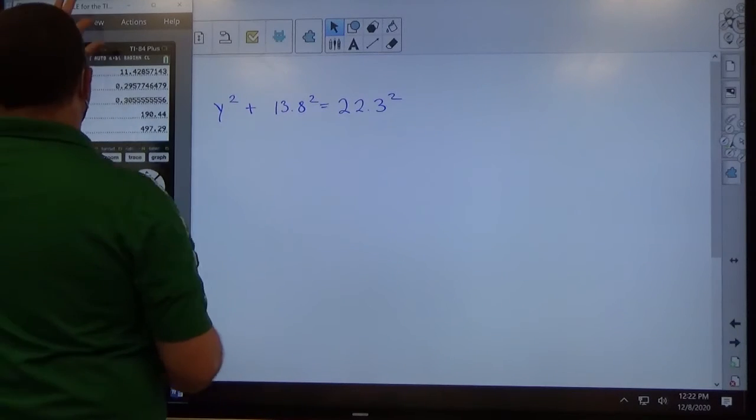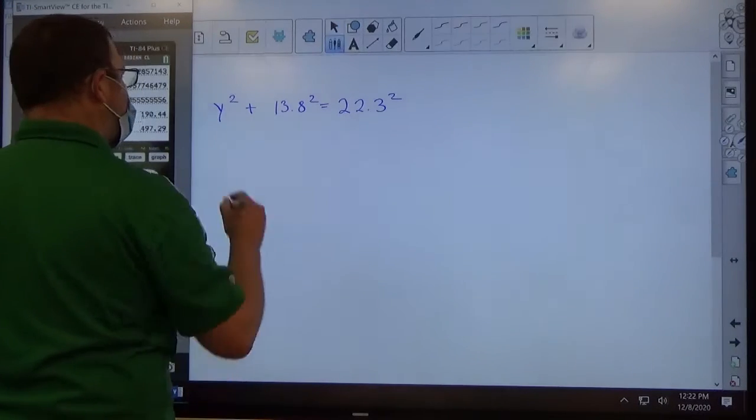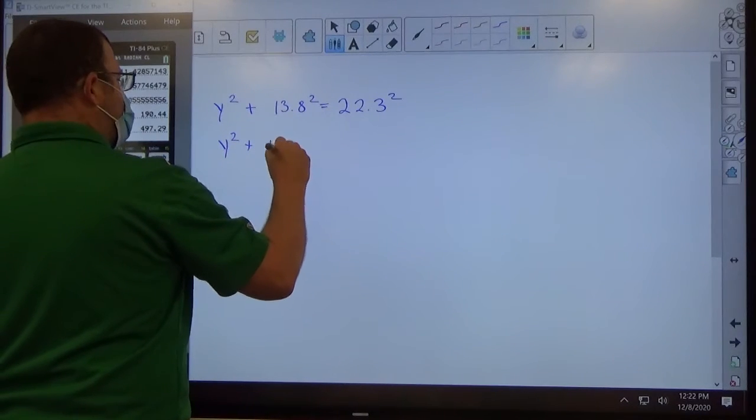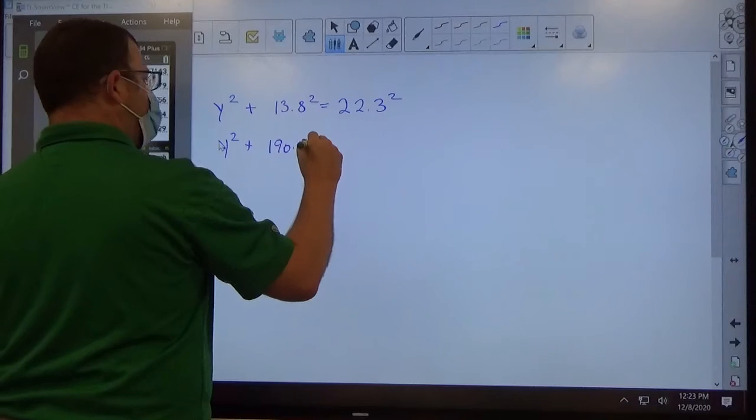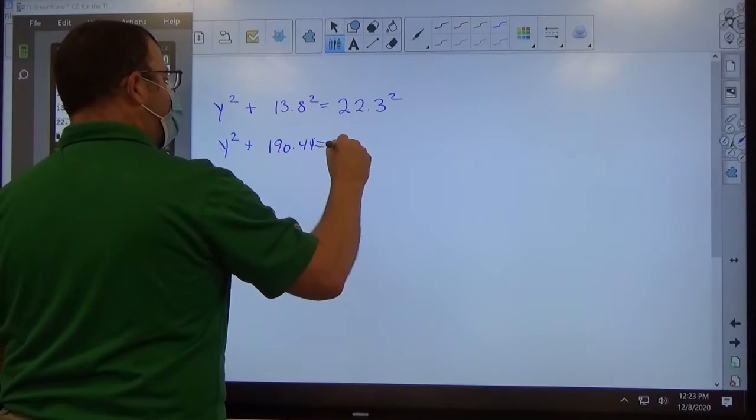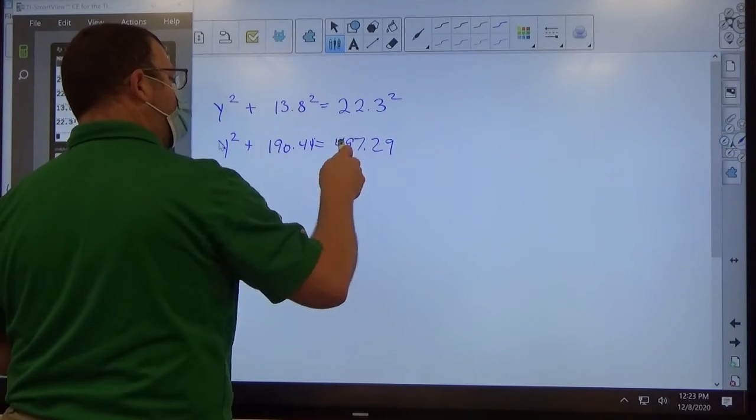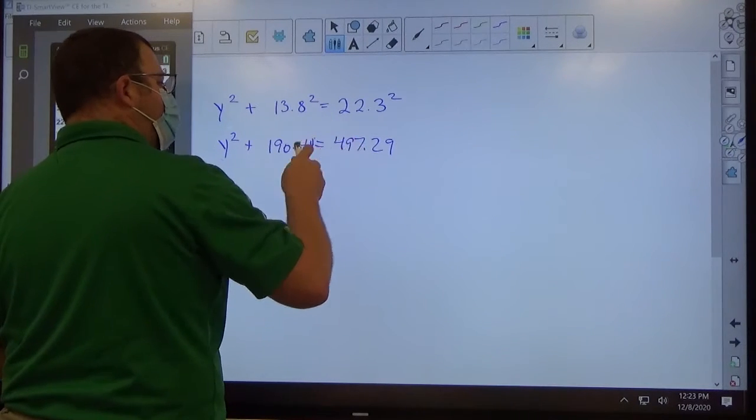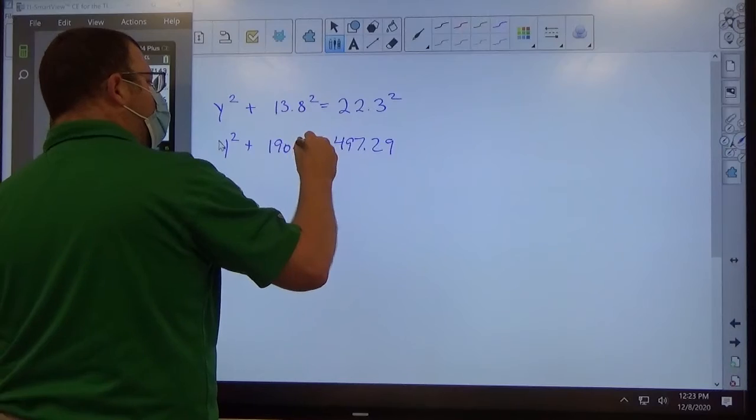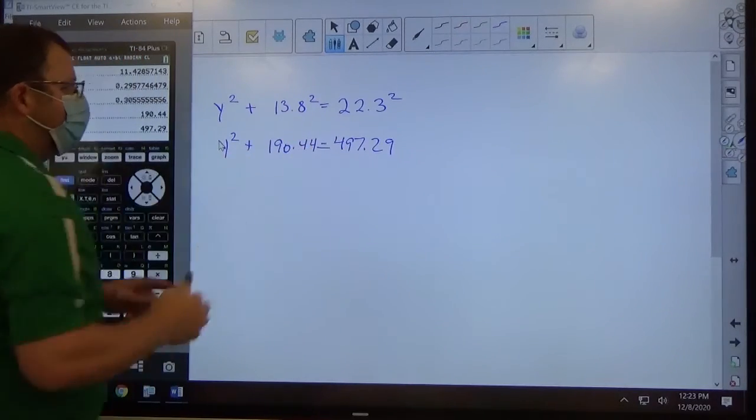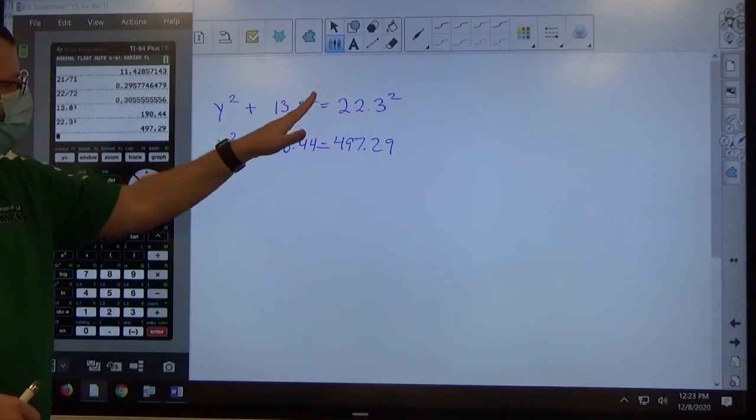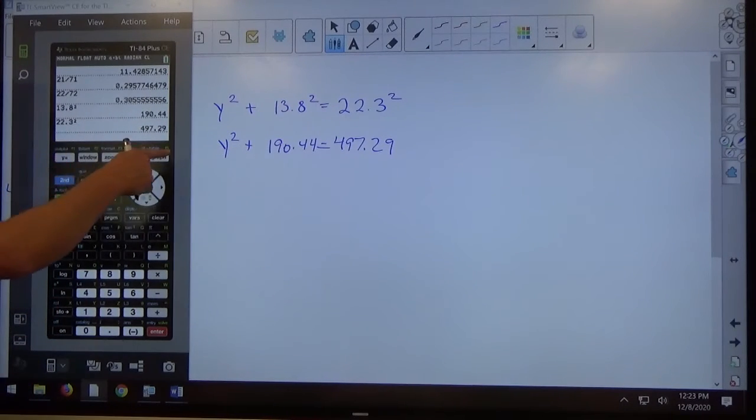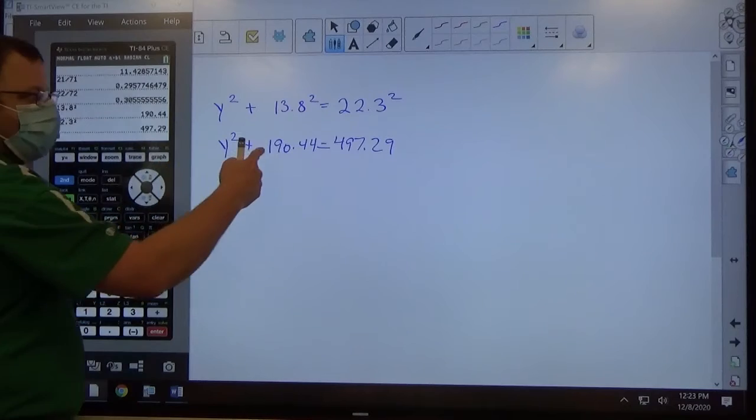So I get y squared plus 190.44 is equal to 497.29. Again, use calculators as necessary to calculate things that are not easy to calculate. So I write down what the formula tells me to do, and then I evaluate the things I need to evaluate. Notice I'm trying to get y squared equals, and right now I've got a number on this side and a number on that side.